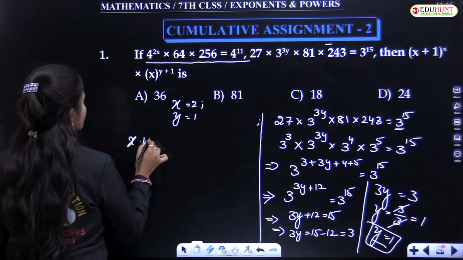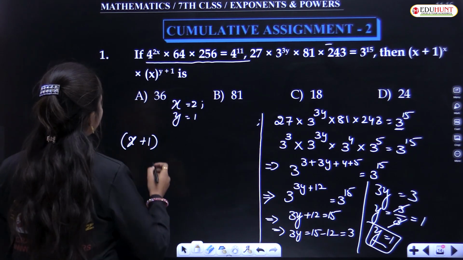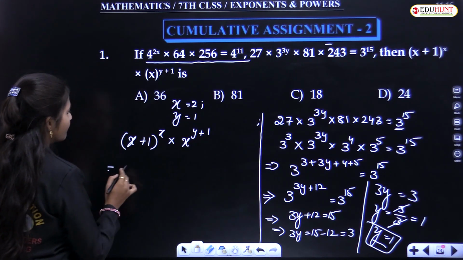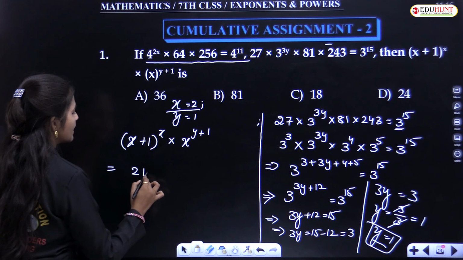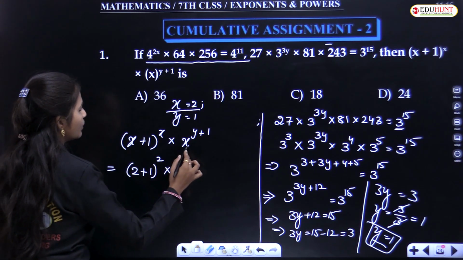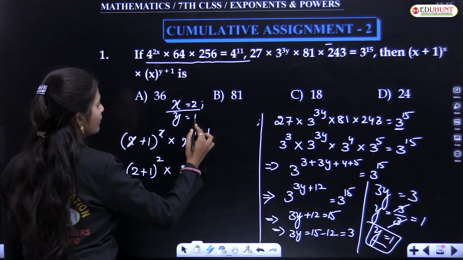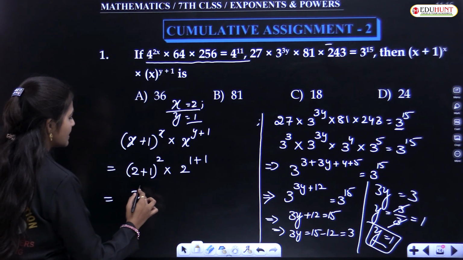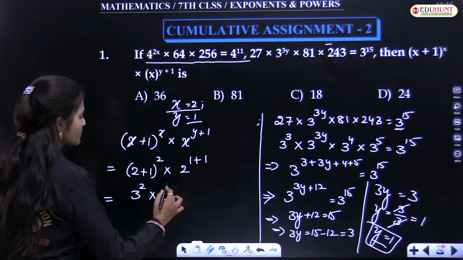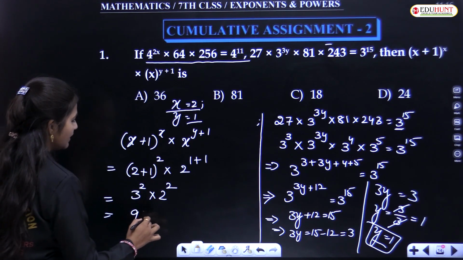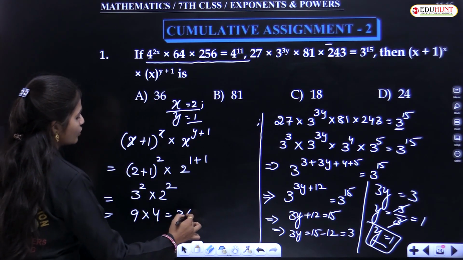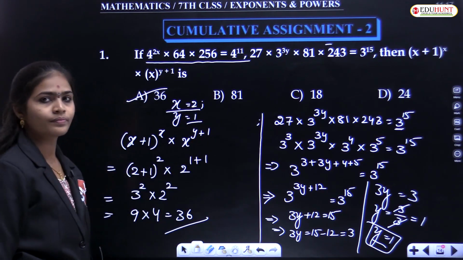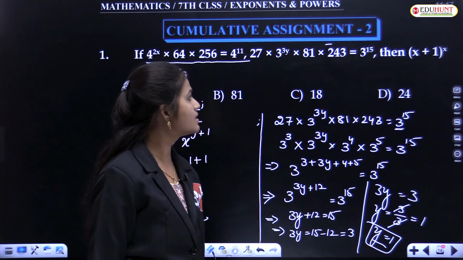So that is (x plus 1) whole power x into x power (y plus 1), which is equals to, here x is equals to 2, so (2 plus 1) whole square into 2 power (y plus 1), y is equals to 1, so 1 plus 1, which is equals to (2 plus 1) is 3 square into 2 power 2. So 3 3's are 9 into 2 2's are 4. 9 4's are 36. Okay, so what is that value here? That is 36. Okay, is it clear to you? Yes. Next question.